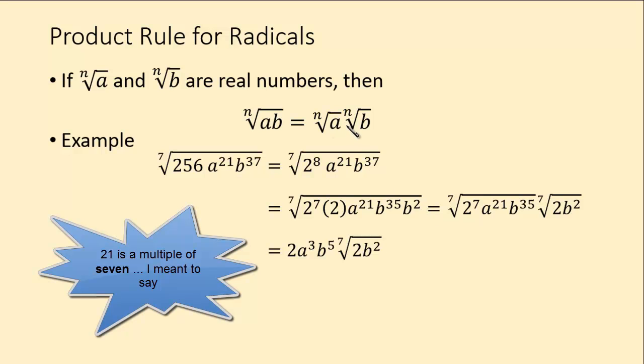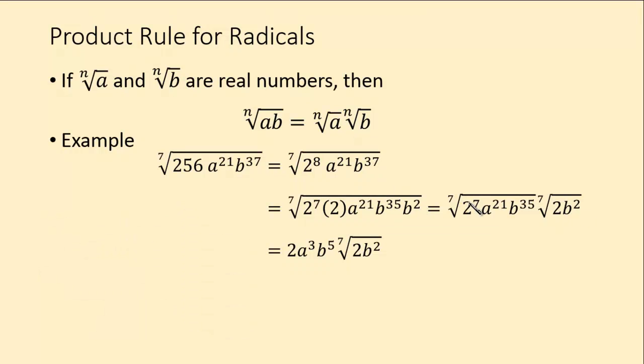And then we apply this rule here. So we had looked at this before. So we keep these in here because these exponents are all multiples of the index. And over here we work with the factors that remain, the 2 and the b squared. Of course, then this becomes trivial. 7 divided by 7 is 1, so this is 2 to the 1 power. 21 divided by 7 is 3, so this is a to the 3rd power. 35 divided by 7 is 5, so this is b to the 5th power. And of course, you are left with the 7th root of 2b squared.